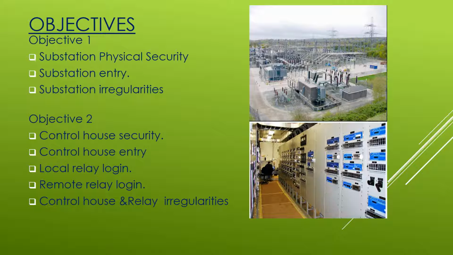Objectives. In this training session, we're going to talk about two objectives. One, the physical substation. Two, the control house that is inside the substation. For the first objective, we're going to talk about substation physical security, substation entry, and substation irregularities. For the second objective, we're going to talk about control house security, control house entry, local relay login, remote relay login, and control house and relay irregularities.